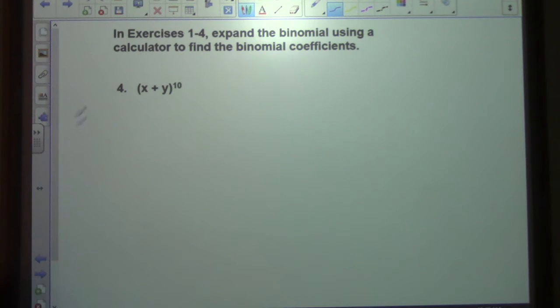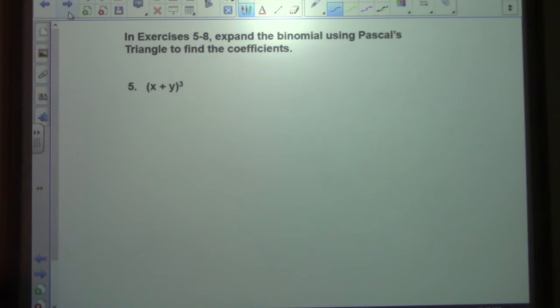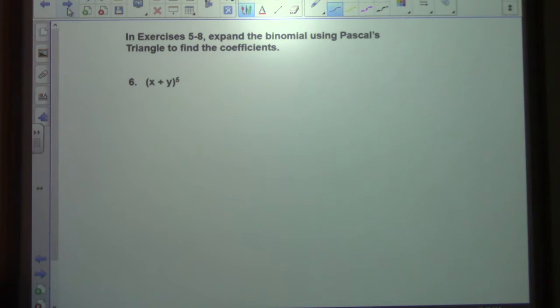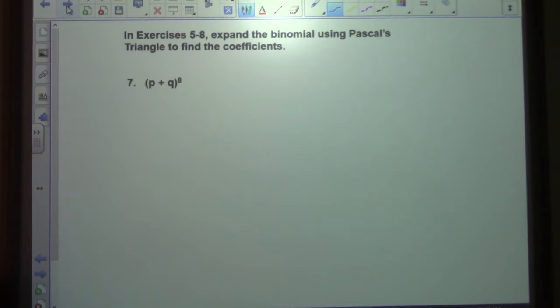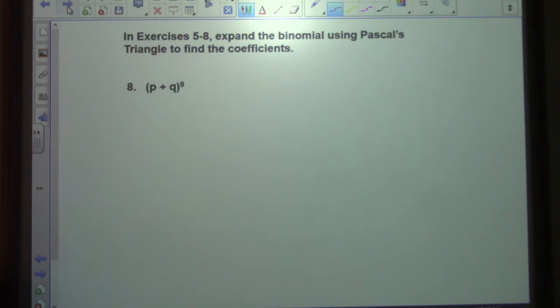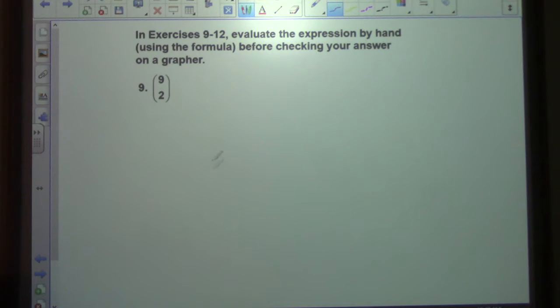All right, what I'm going to do is skip ahead. Now 4 is just the same thing, but with more coefficients, right? Just bigger numbers. But otherwise, it's the same degree of difficulty. So I want you to skip ahead. We already talked about and used Pascal's triangle a little bit yesterday. So I want to skip ahead to 9 through 12.